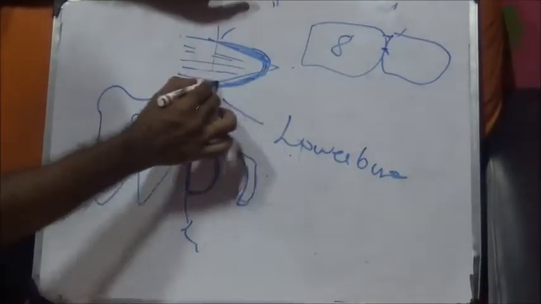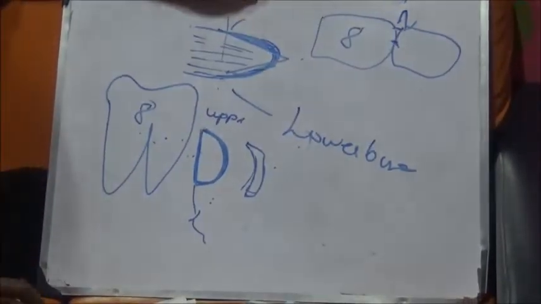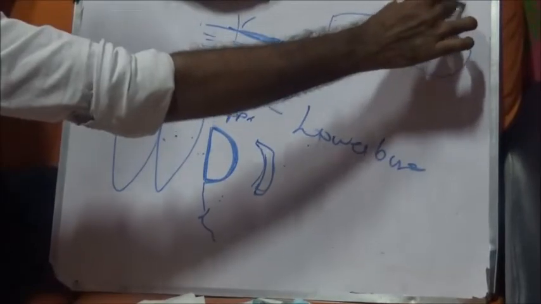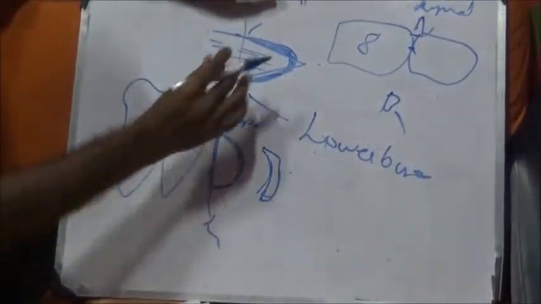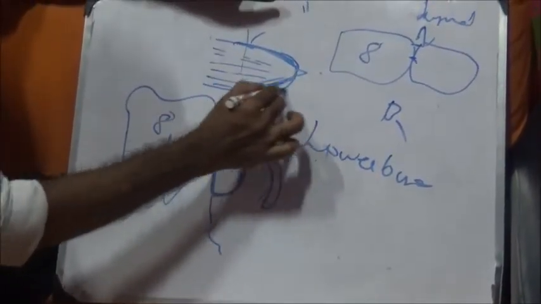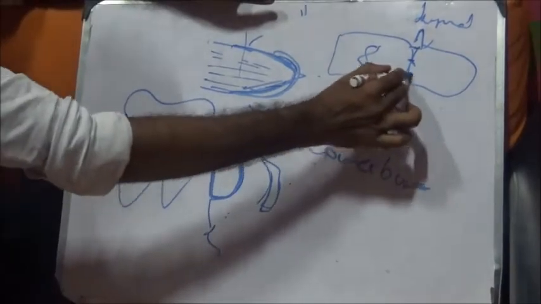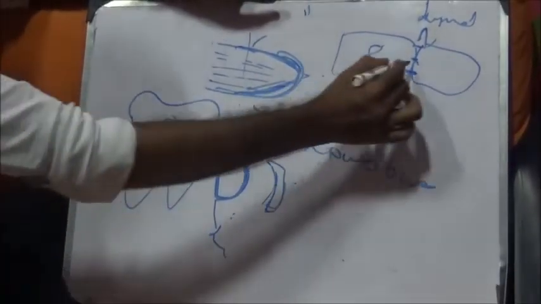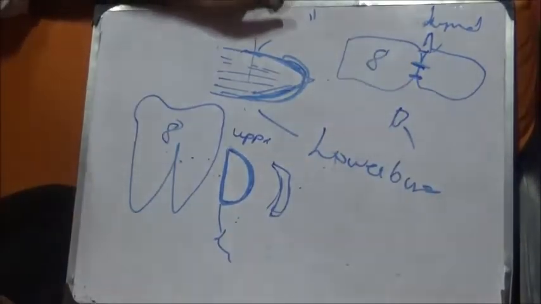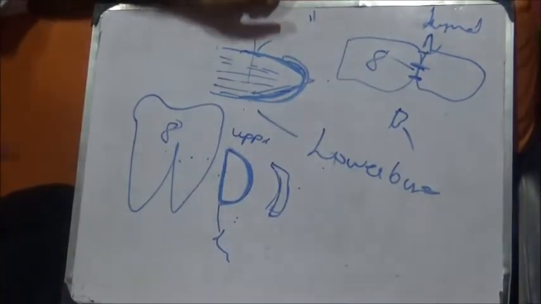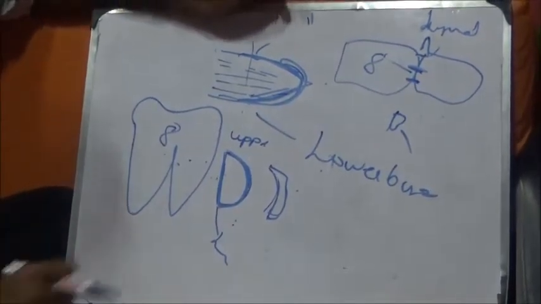If the tip is very sharp, it will go till here. This is lingual, this is buccal. If the tip is very broad, it won't go till here. Only if it reaches the interproximal region can you give some force to the distal 8.